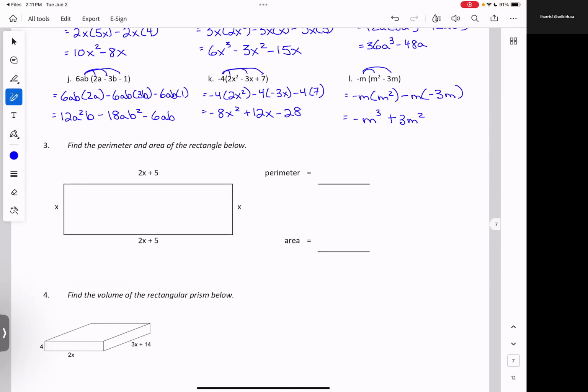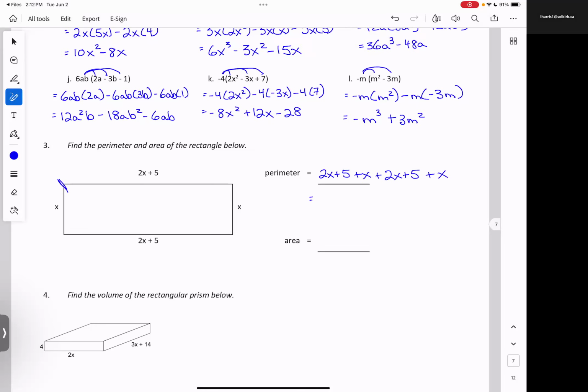Okay, next question. We're asked to find the perimeter and area. And so this is a way of reinforcing the difference between adding and subtracting. So remember, perimeter is you add up all the sides together. We could also use a formula for a rectangle, but I'm just going to add them all up. So I'm going to start on the top, and I get 2x plus 5 plus another x plus 2x plus 5 plus another x. If you did this a different way, that's totally fine if you get the same answer.